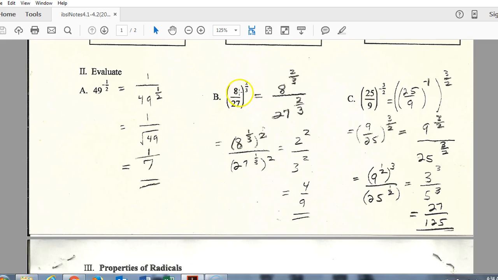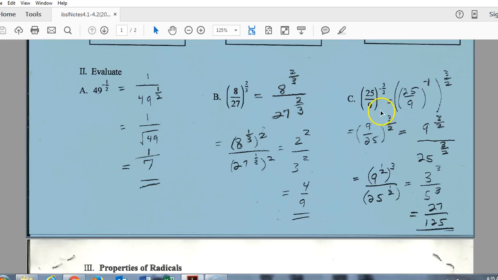Same thing with this guy. If this fraction could be reduced, then you're allowed to do that, but in this case it can't. So I would just apply the exponent to each term individually, as you see right here in this setup. Remember, the root is the guy on the bottom, the exponent is on top. So on top I would say the cube root of 8 is 2, and 2 squared is 4, so that's going to be my numerator. And on the bottom, the cube root of 27 is 3, and 3 to the second power is 9. So we get that look right here.